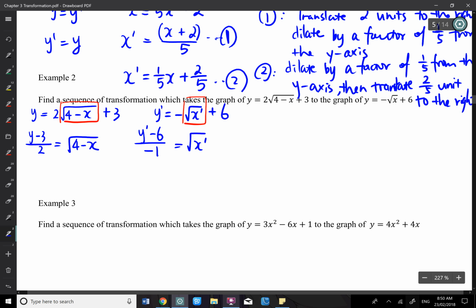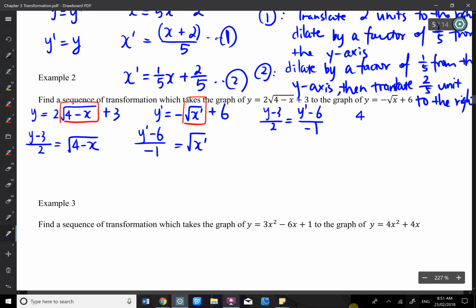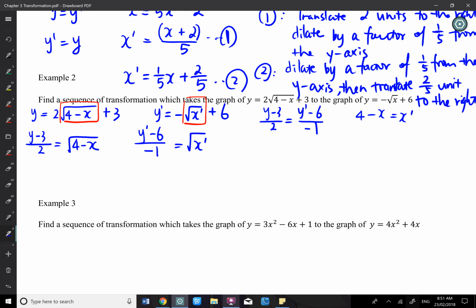Okay, now I can equalize both sides. So y minus 3 over 2 equals y dash minus 6 over minus 1, and we have 4 minus x equals x dash. What needs to be the subject? x dash, y dash. Right, x dash, y dash needs to be the subject. We want to describe what's happening to the new point. It's a bit hard to rearrange that.